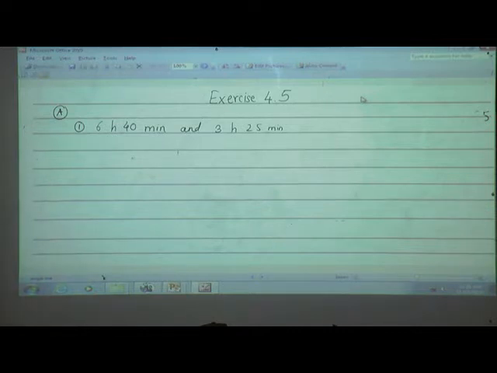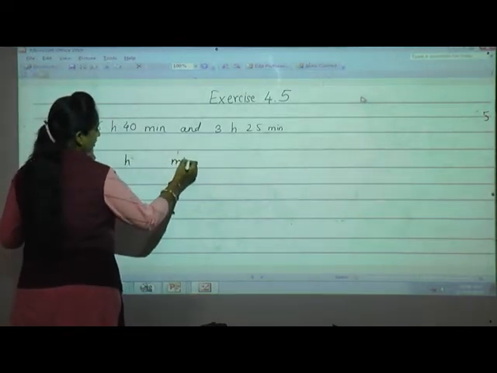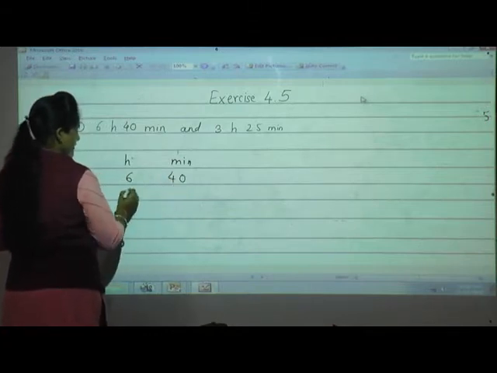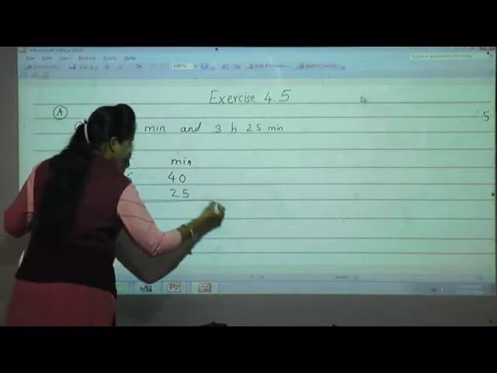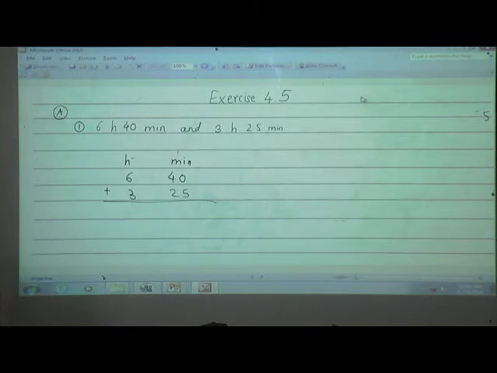So first they have given hours and minutes. Here we first need to add minutes, and if more than 60 minutes, we need to convert into hours. First I'll arrange hours and minutes here. 6 hours and 40 minutes, 3 hours and 25 minutes. What is the question? Find the total time. Total means we have to add.